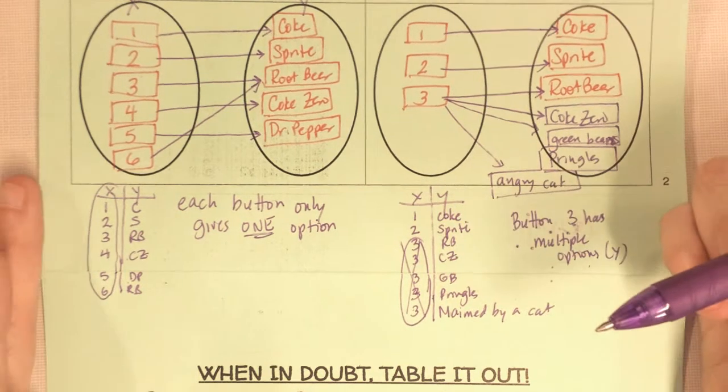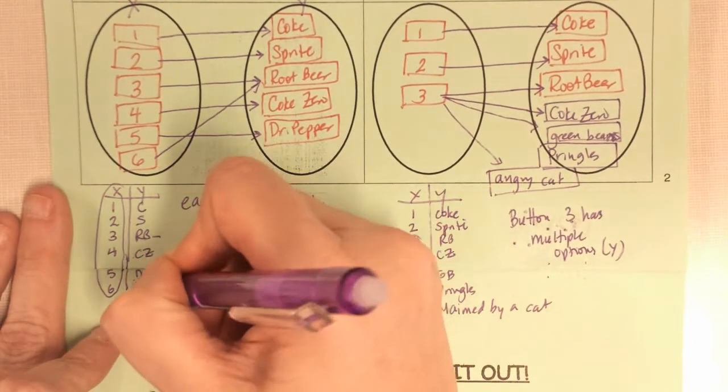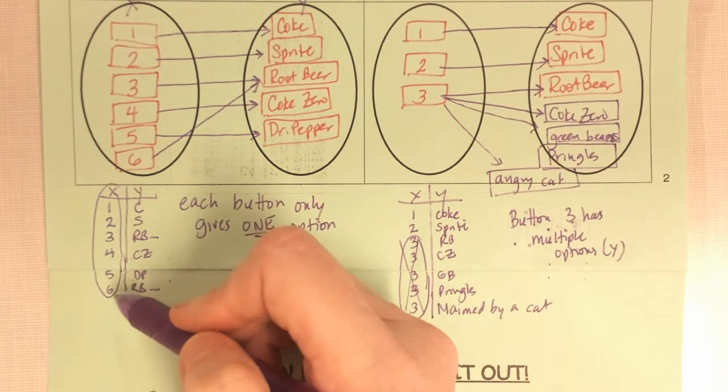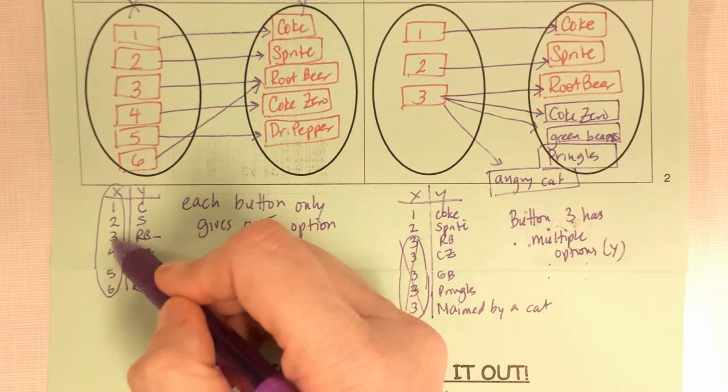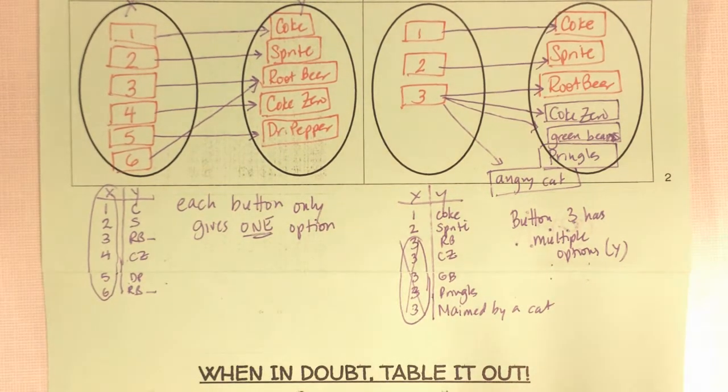Now, when I look at functions, I don't worry about what's happening in Y. I don't care that I have root beer twice, because these buttons are predictable. These X values are predictable. I know if I hit the 3, there's only one choice. If I hit the 6, there's only one choice. They happen to be the same choice, but I know what's going to happen when I hit that 6 button.